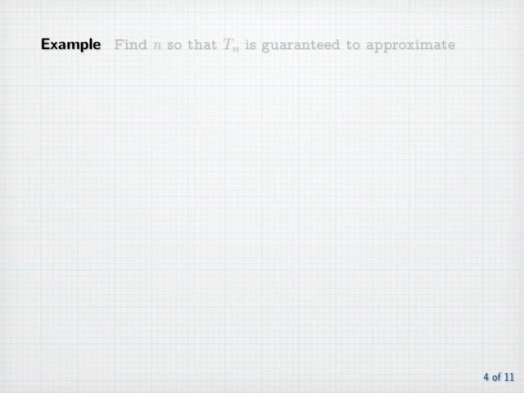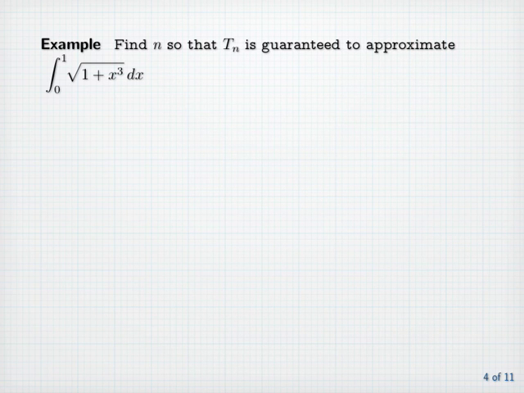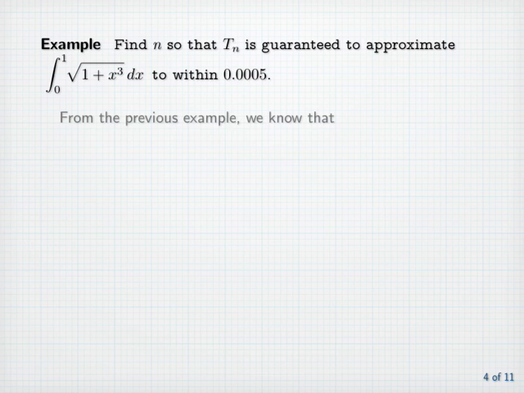Another example. Find n so that T sub n is guaranteed to approximate the integral from 0 to 1 of the square root of 1 plus x cubed dx to within 0.0005, or 5 times 10 to the minus 4. Recall that in the last example, we determined that T5 was accurate to within 0.005, so we want to find out how much bigger n needs to be than 5 in order for the error estimate to be 1/10 as big. Also, from the last example, we know that the absolute value of the second derivative is less than or equal to 1.5 for all x between 0 and 1.